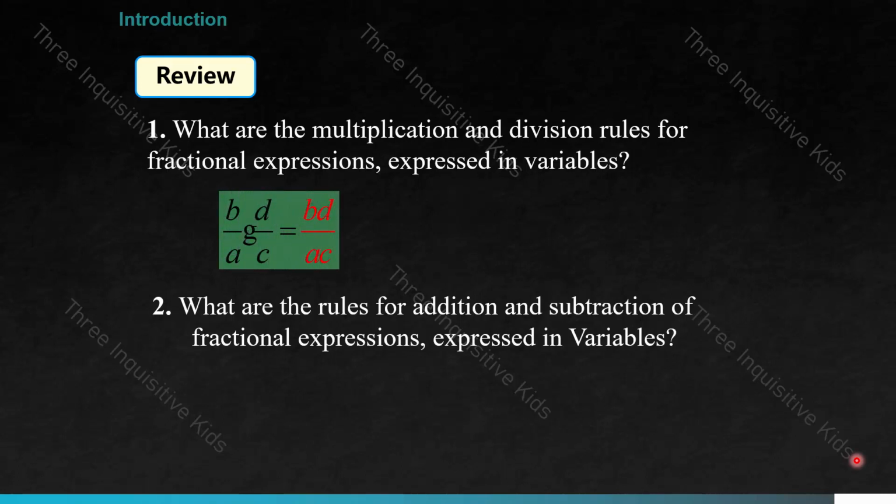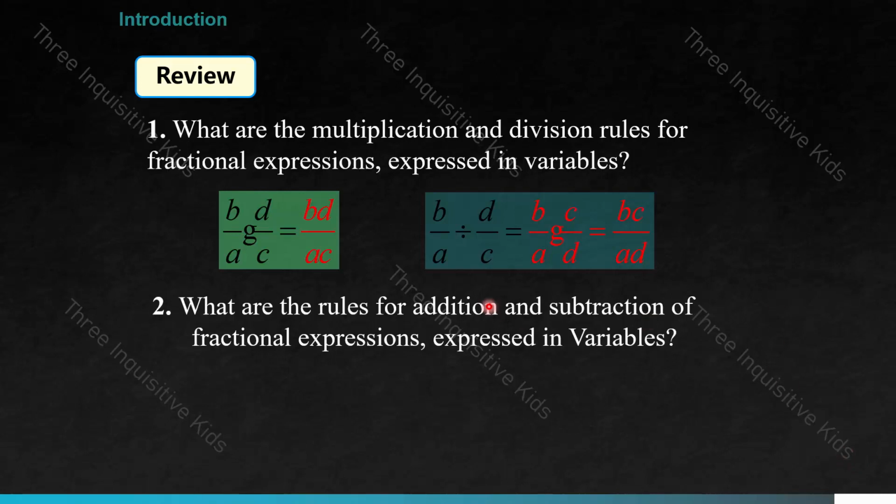Well, for the first one, it would be b over a times d over c is equal to bd over ac. And that b over a divided by d over c is the same as b over a times the reciprocal of the divisor, which is the second fraction, so times c over d, which is equal to bc over ad. So for division, we're just turning it into multiplication first, using the 3 steps: keep the first fraction, switch the operation, and flip the second fraction into its reciprocal.